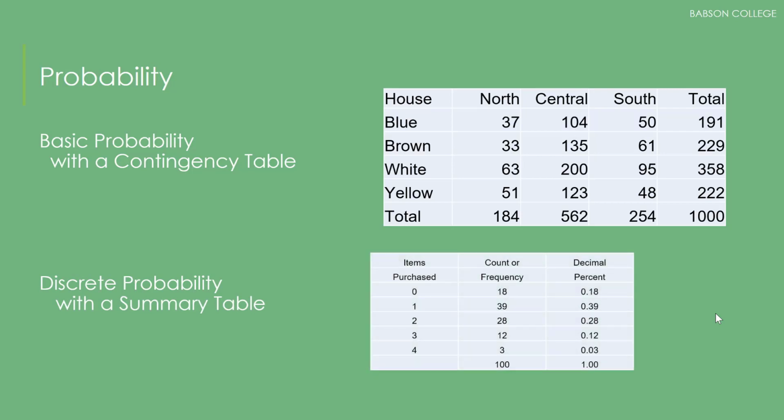Here we looked at potentially the number of items purchased. 0, 1, 2, 3, or 4. Then we found the count or frequency for each of that. Then we turned that into a decimal or percentage. And these are all very helpful to get a basic understanding of your data set.